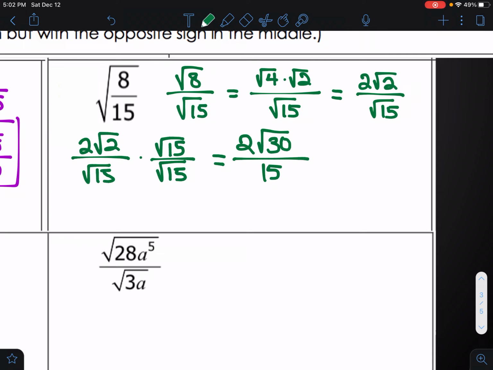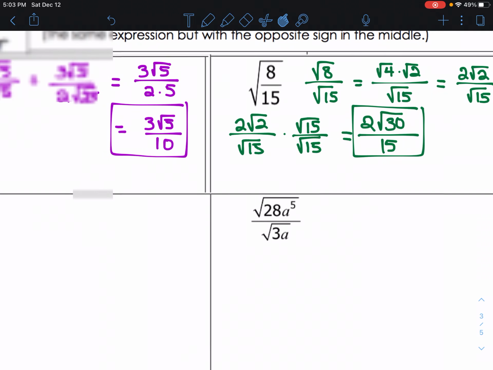So now I want to look at this 2 and this 15 and see if I can reduce that. Nope. And then I want to also see, can I break apart the square root of 30 at all and simplify that? No. So my answer then would be this right here, okay? And I'm all done. That's my answer. But now notice again, in the denominator, I do not have a radical anymore. So we've rationalized the denominator.